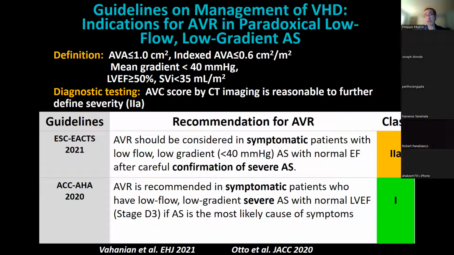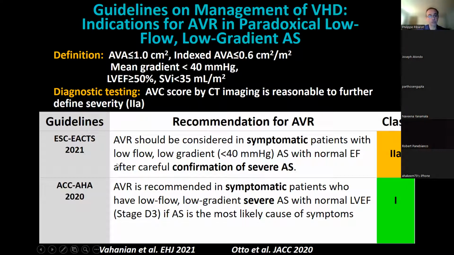You cannot conclude if the stenosis is severe or moderate. You need something else to do the tie break, right? Dobutamine stress echo is not the ideal test for this patient, as we would use in classical low flow with low EF. But in paradoxical low flow, what is recommended is to use CT.